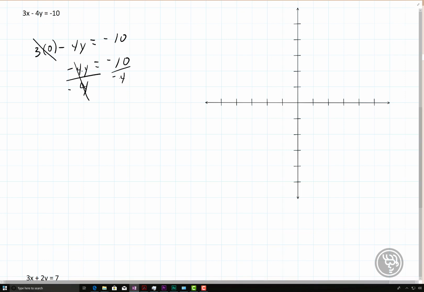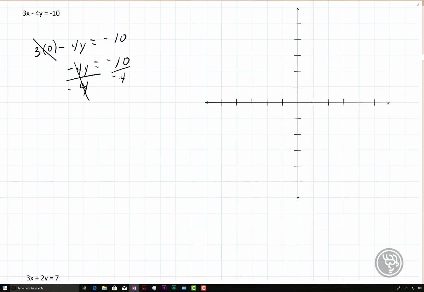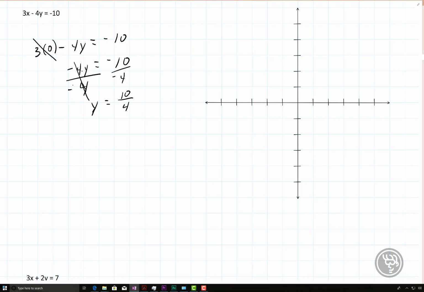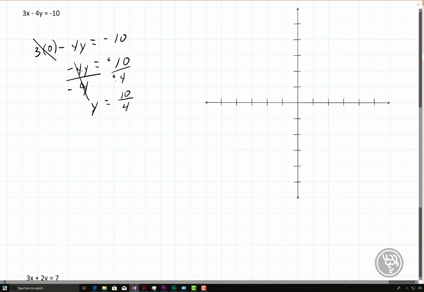So negative 4 divided by negative 4 gives me a positive y, and then this is going to give me a positive 10 over 4. The reason I divided by a negative was because negative times negative is positive. That eliminates my negative from the y. You don't want your y's to be negative. Okay, so negative and negative become pluses, so it's plus 10 over 4.